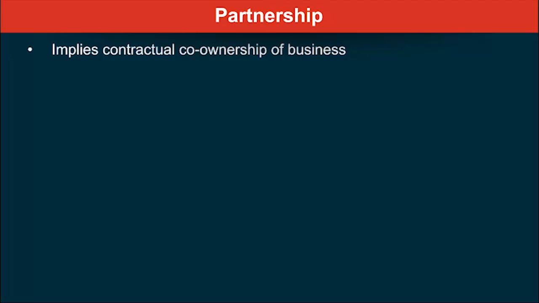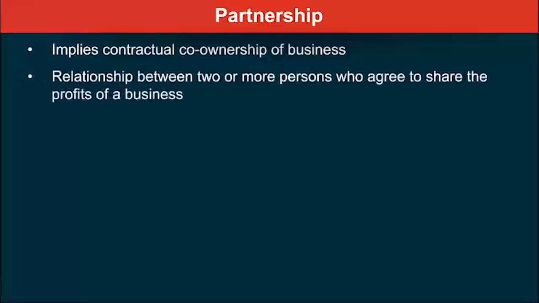There is another kind of business which is partnership, isn't it? Now this is very well known to you because you are dealing with accounts all the time. And here, partnership, how does it work? It implies contractual co-ownership of business. What does that even mean? Contractual means there is an agreement. Co-ownership means there are more than one person. There are at least 2 persons to form a partnership.